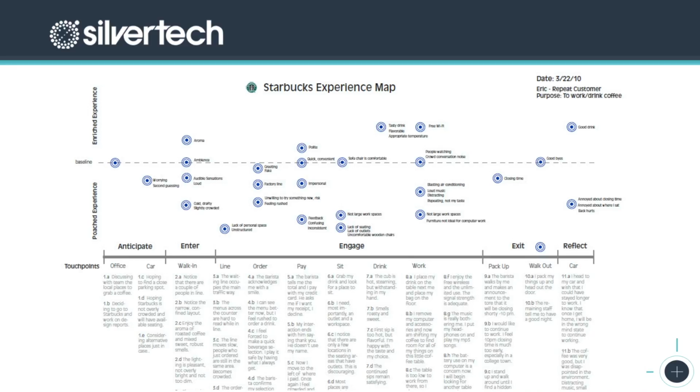But the other thing I really like about the Starbucks map is, if you notice on the left-hand side, it says poor experience and then enriched experience. So essentially what they do with this is they show it to their employees and say, here's what will make for a bad experience at each stage of this journey. This is what we are trying to make sure we overcome and do the exact opposite of that.